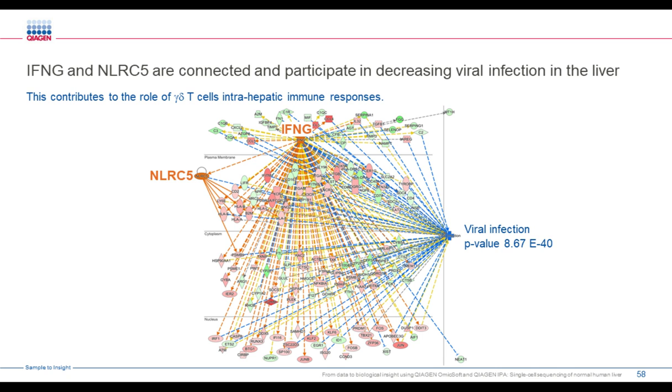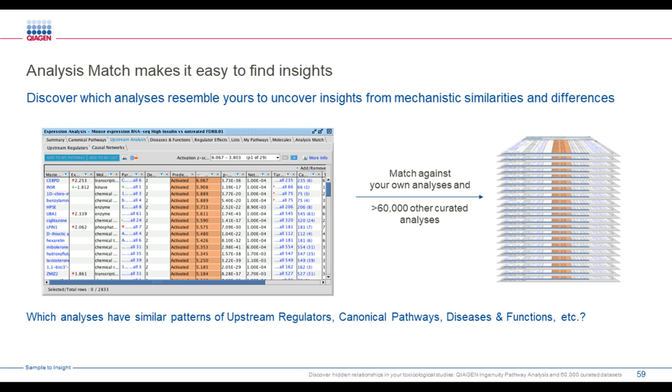When you put them together, and they are both predicted to be activated, viral infection goes down. So it's a very simple way of expressing the fact that interferon gamma and NLRC5 are actually connected and participate in the antiviral response in the liver.